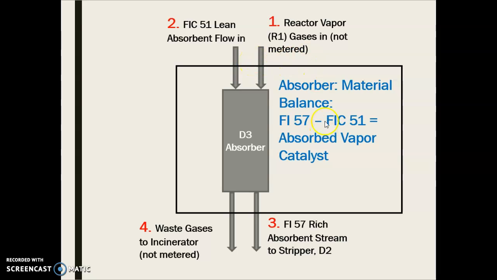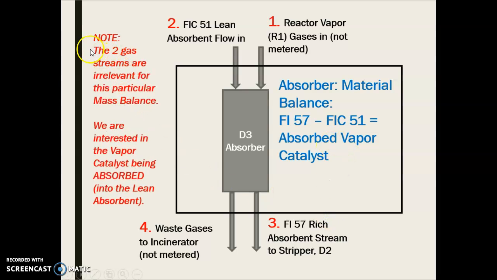That is not metered. So our balance is FI57, what's coming out, minus FI51, the lean in. So you have your rich out minus your lean in. When you subtract the difference of those two, you get your absorbed vapor catalyst. So let me explain here. The two gas streams are irrelevant for this particular mass balance because what we're interested in right now is how much catalyst is absorbed into the lean absorbent, now becoming the rich absorbent stream.